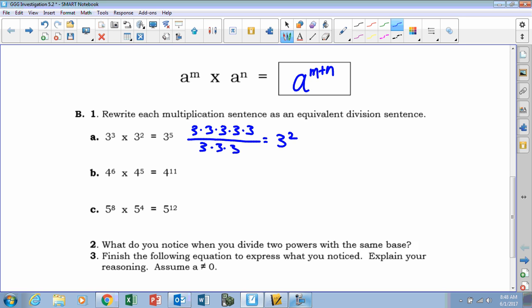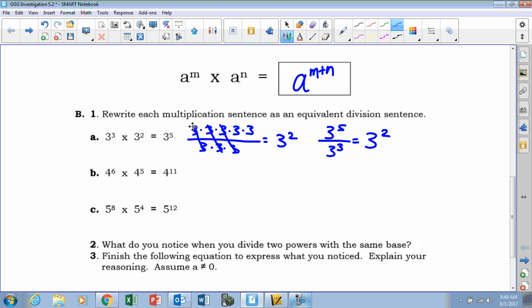Well, what do we know when we have a number divided by itself? What is that number usually? 1, right? 5 divided by 5, 2 divided by 2. So if you notice, 3 of these 3's cancel on the top and the bottom, leaving us 2, to give us 3 squared. So you can kind of think of this as 3 to the third. Let's try that again. 3 to the fifth over 3 to the third equals 3 squared, right? Just by canceling those out.